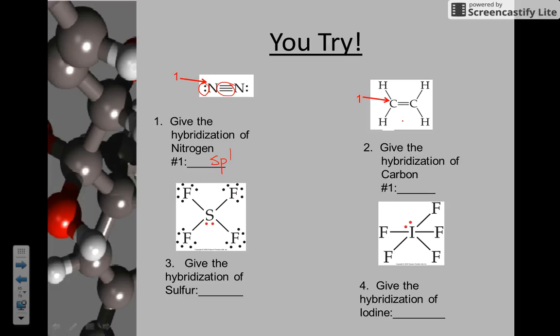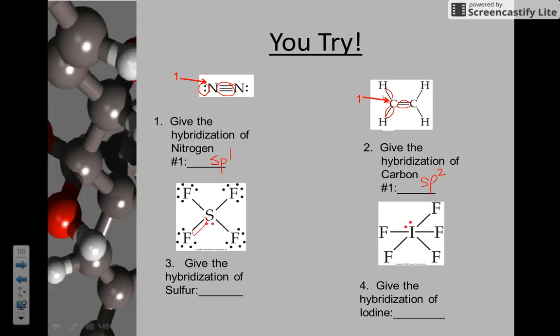Number 2, carbon. So I'm looking at this carbon here. It has a single bond here, a single bond here, and a double bond here. 3 sides of this carbon have something on it. So s, p1, p2 is the hybridization. It's sp2 hybridized. Let's look at sulfur.